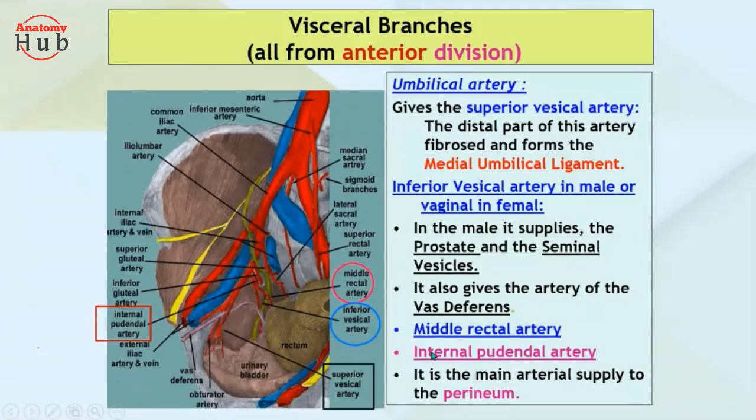Then this internal pudendal artery mainly supplies to the perineum. Perineum is another big topic, right? So if you want to cover the perineum also, you can ask me. I'll do that.